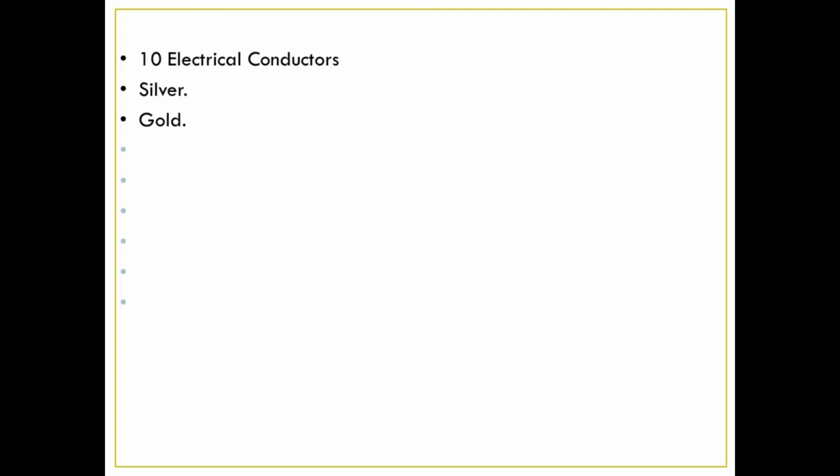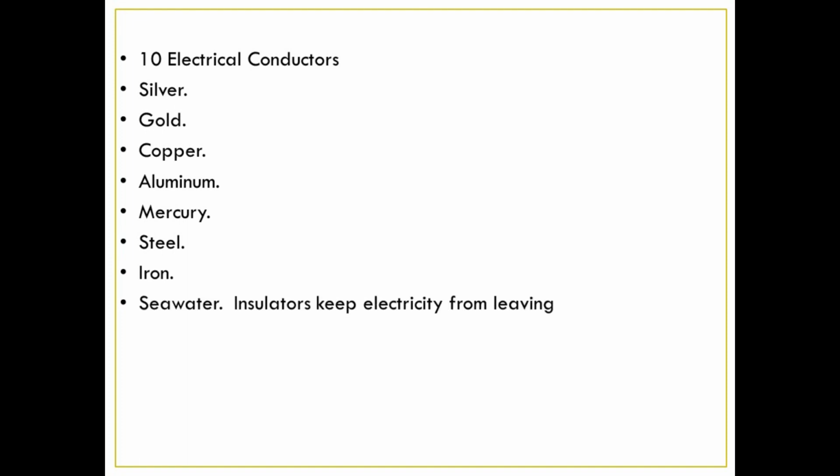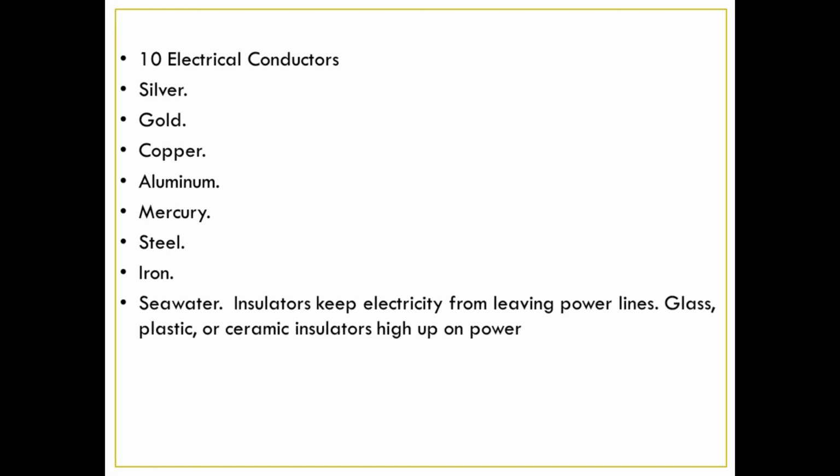And insulators are what keep the electricity from leaving power lines. Glass, plastic or ceramic insulators high up on power poles keep electricity from traveling down the pole to the ground. Rubber or plastic insulation around the cords keeps the electricity in the wires and prevents people from getting a shock.